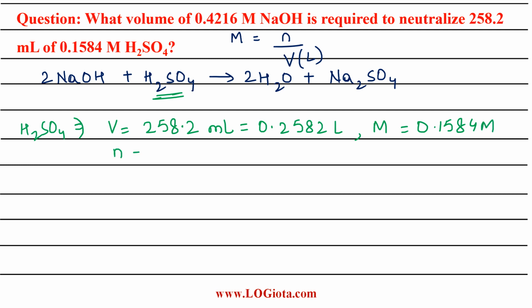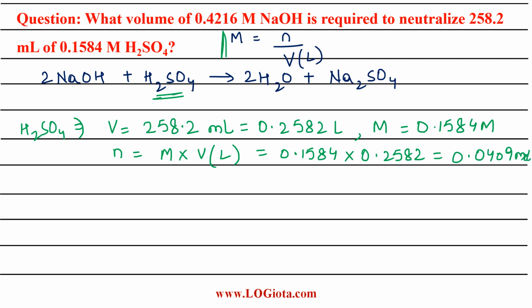Now we will calculate the number of moles for this. So number of moles will be equal to, from this formula, molarity multiplied by volume in liters. So we will put the values here. Molarity is 0.1584 molar multiplied by volume, which is 0.2582. On calculating this, we get the answer as 0.0409 moles. Right?